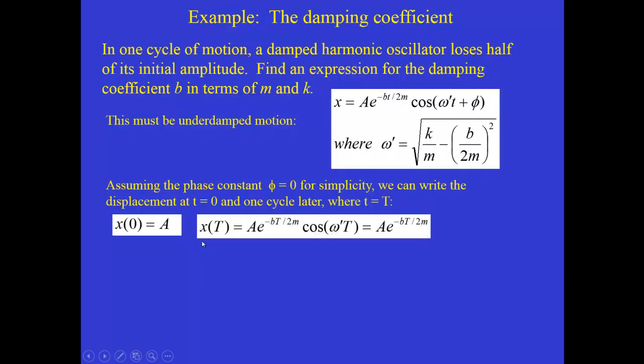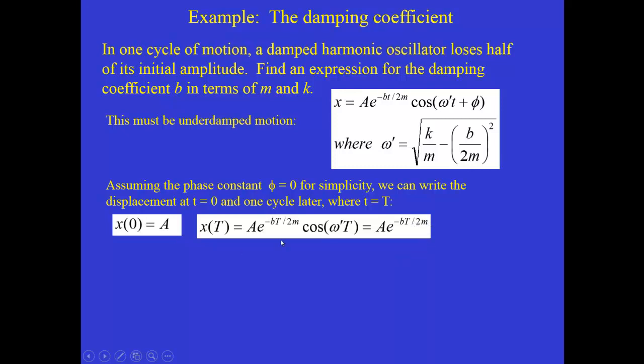And then if we wait 1 period, so t is equal to capital T, 1 period, we get A e to the minus bt over 2m cosine omega prime t. And of course, in one cycle, the cosine term returns to its maximum value of 1 again, so that x of t is just going to be A e to the minus bt over 2m.